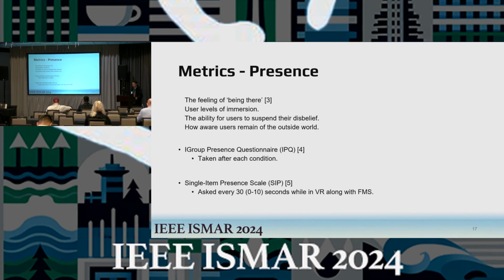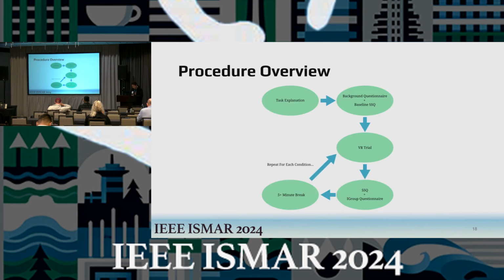For this, we had two metrics. We first had the iGroup Presence Questionnaire, kind of an SSQ-like questionnaire, which was taken after every single trial, giving us a granular look at the different types of presence and believability in the environment. We also used the single item presence scale. This is kind of like an FMS for presence. Every 30 seconds, participants rated their level of presence from 0 to 10 while in VR along with their FMS score.